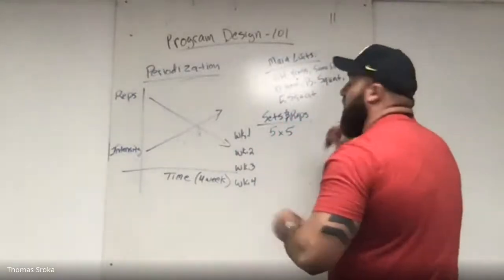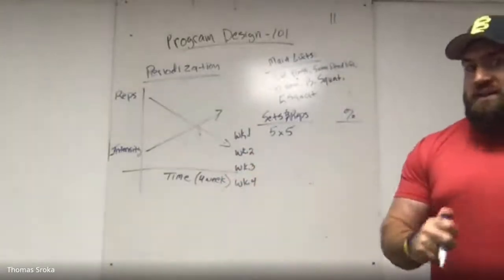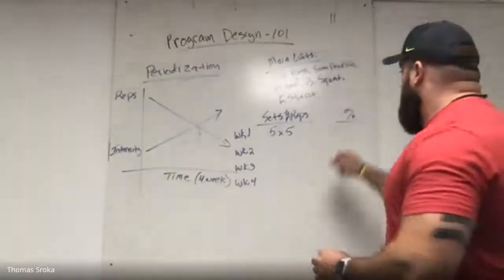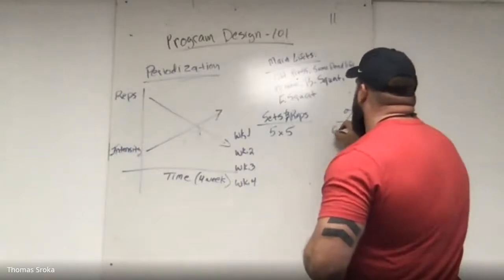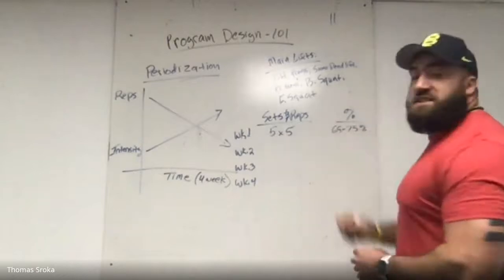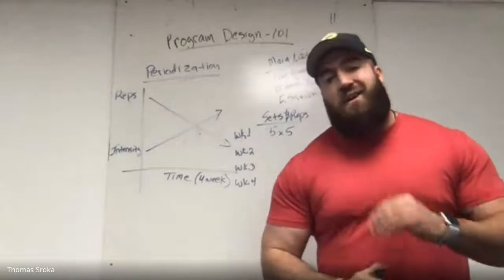Percentage wise, once you know what your max is, if you remember last year, we didn't set maxes the first few weeks because we're just trying to get you guys some basic strength going. But once you have a max, your 5x5 should be operating between 65 and 75% of your max. You're going to notice a trend here as we're going on.